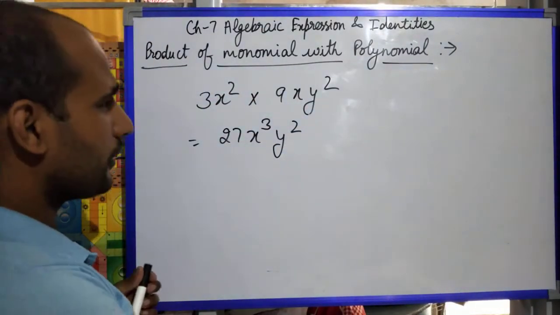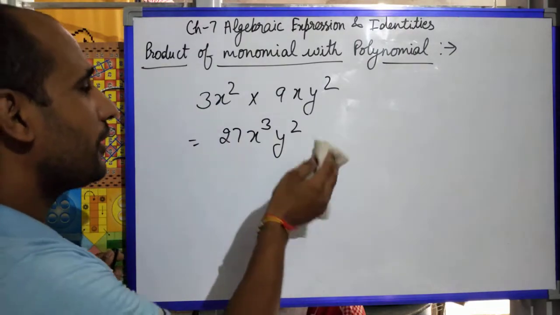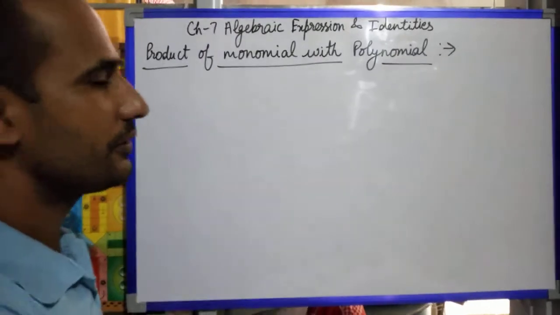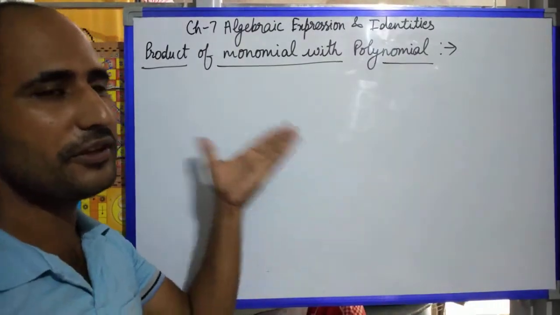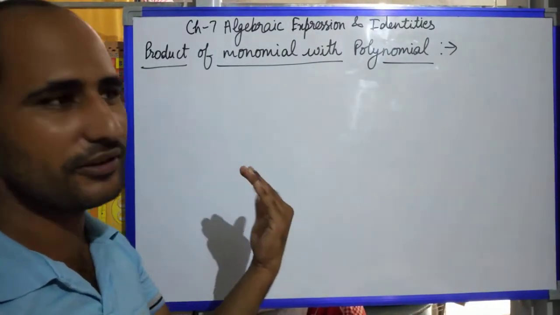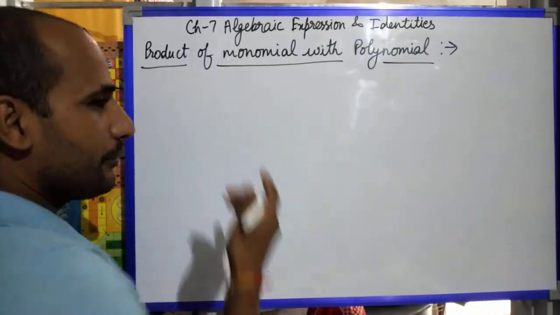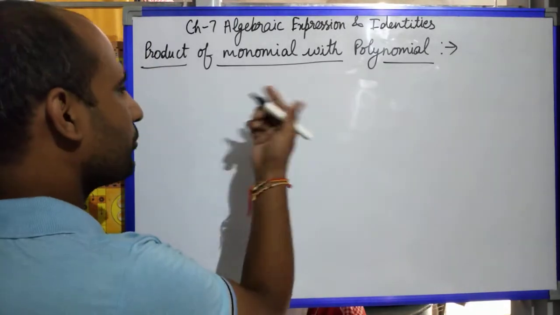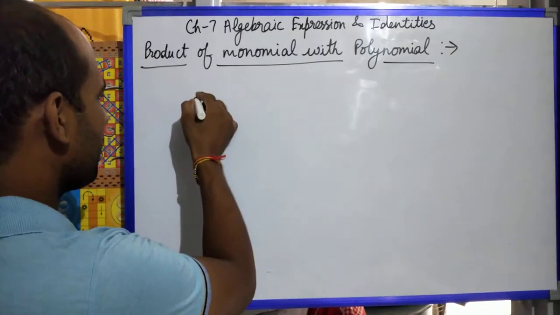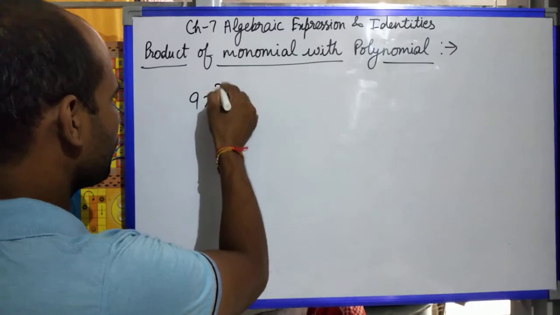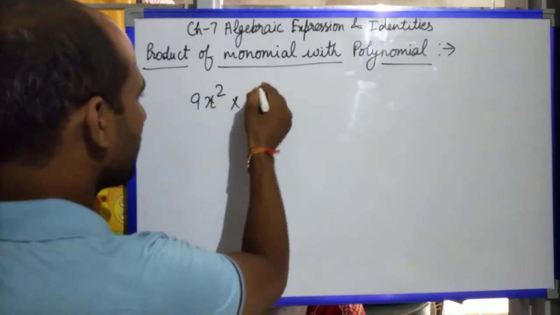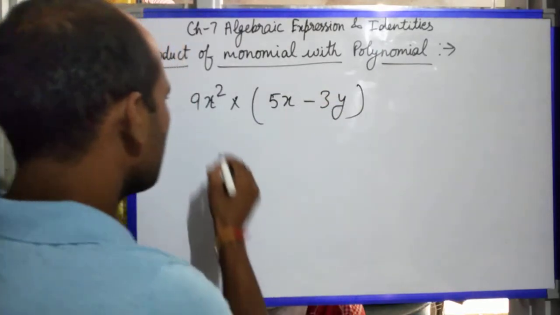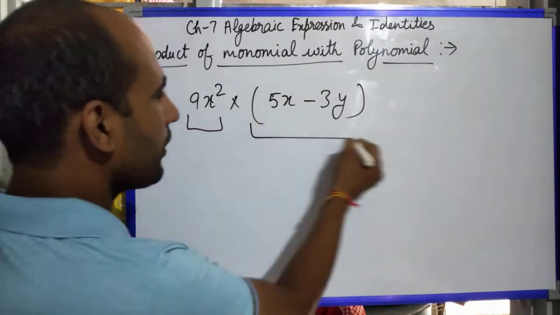Today we are going to learn how to multiply a monomial with a binomial. I am taking an example; the same rules will be applicable. The power of variables has to increase: if the base is the same in a product, the powers increase, and if the base is different, we do not add on. For example, 9x square, product 5x minus 3y, a monomial with a binomial.